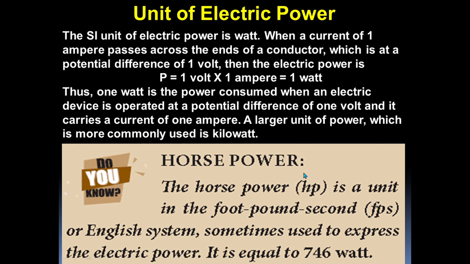Horsepower, the short form of horsepower is HP. The horsepower HP is a unit in the foot-pound-second system, that means the FPS system or English system. Sometimes it is used to express electric power. It is equal to 746 watt.